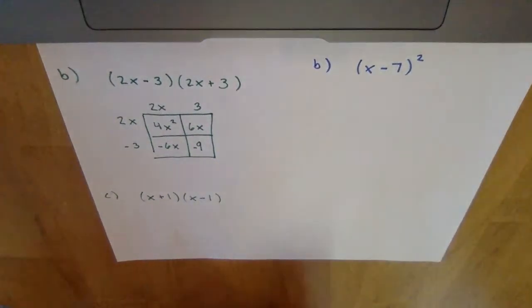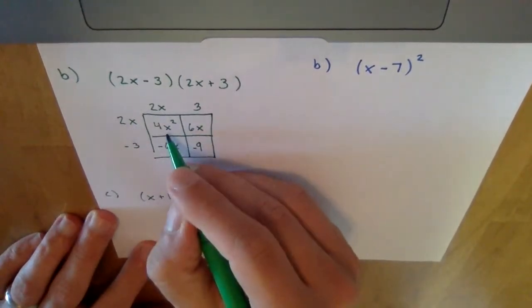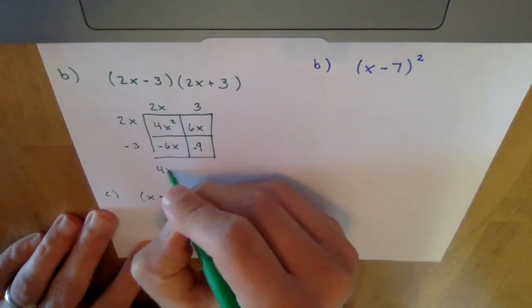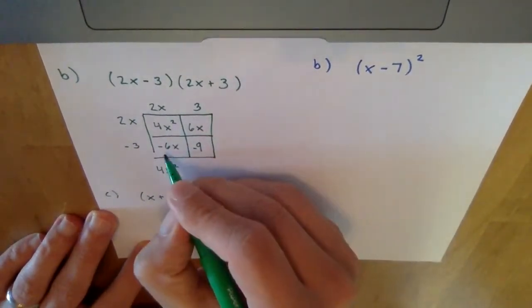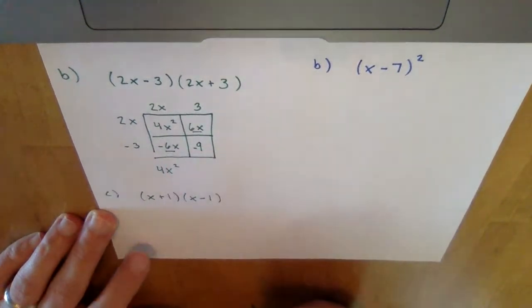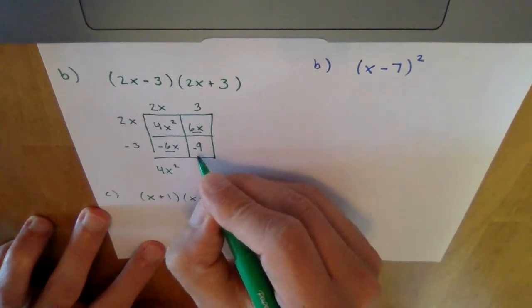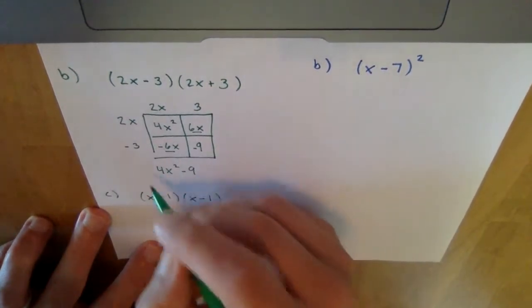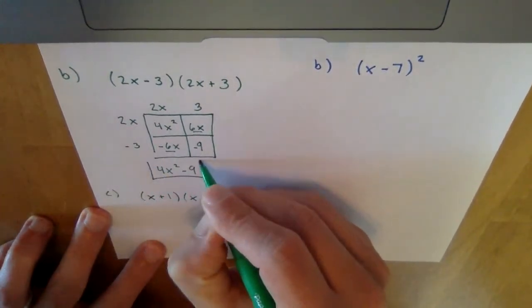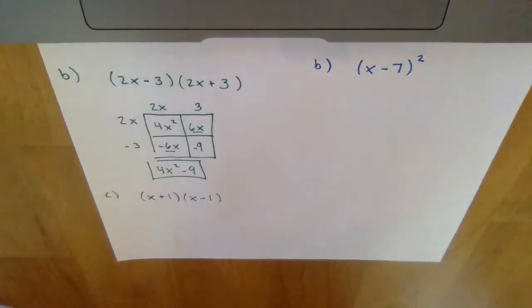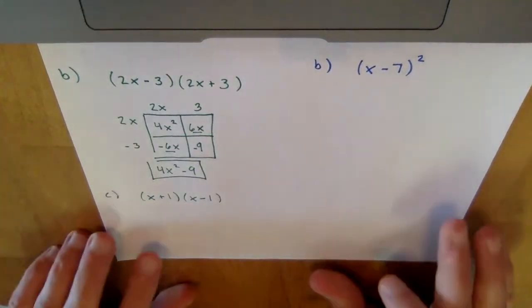And then once again, combining like terms here, 4x squared just comes out by itself. And then we've got -6x and +6x, which are going to cancel each other out. And that means I'm just left with a -9. And so my final answer is just going to be 4x squared minus 9. And now we'll move to letter C here.